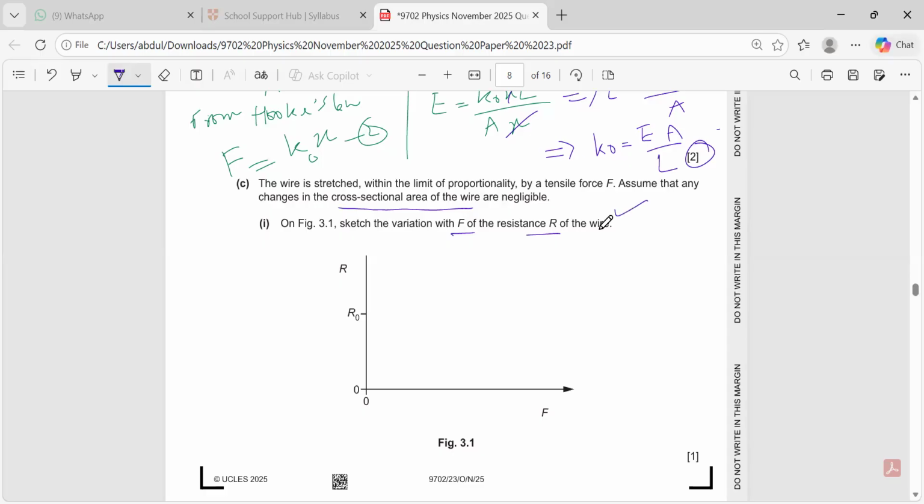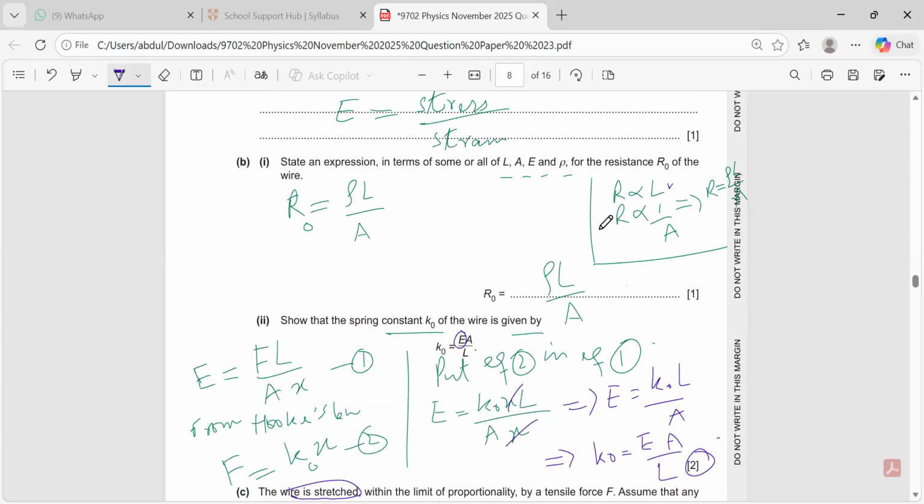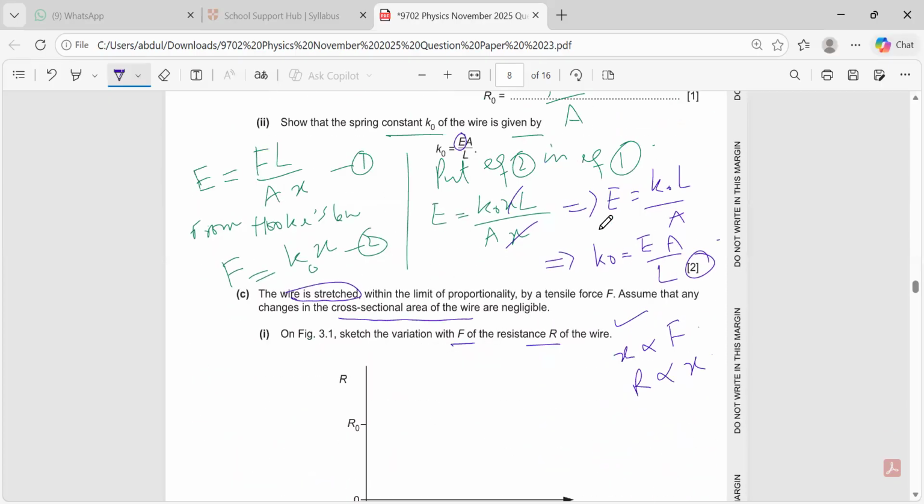Now here, see force and resistance. Force is causing the wire to be stretched. And according to Hooke's law, extension, which is X, is directly proportional to force, because area is not changing, length is changing, so extension is there. And we know that resistance is directly proportional to length. So when there is an extension, it means length is increased, so resistance will also be increased.